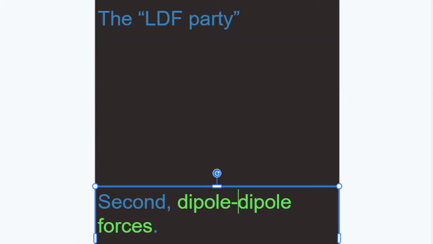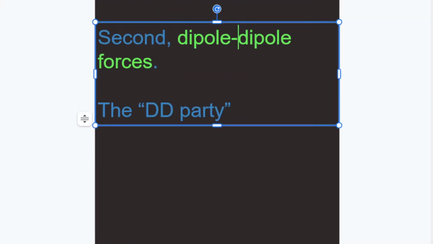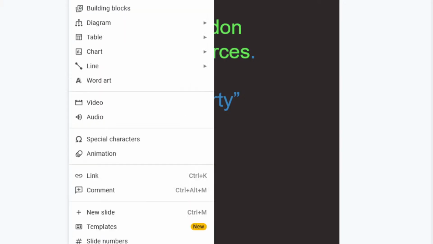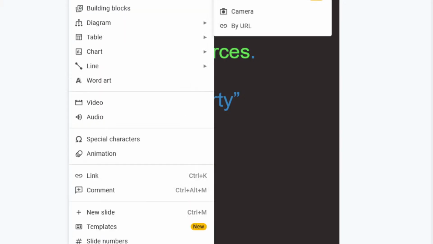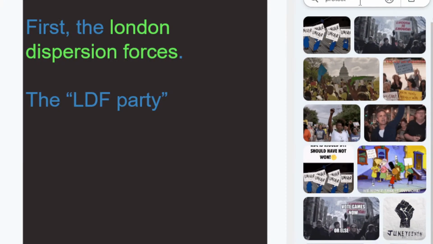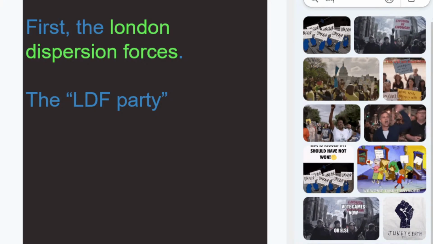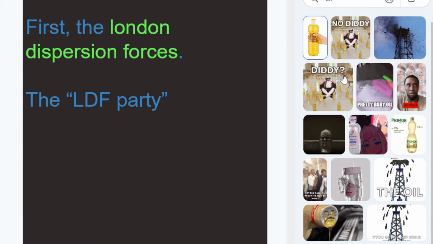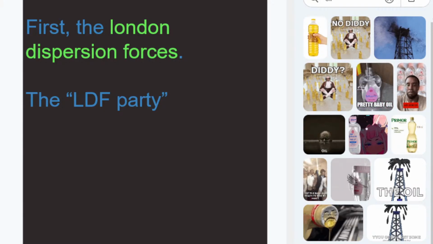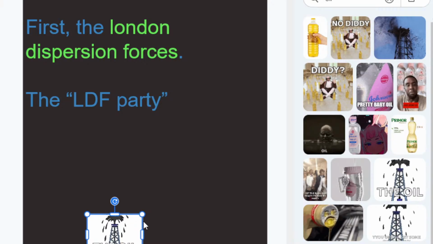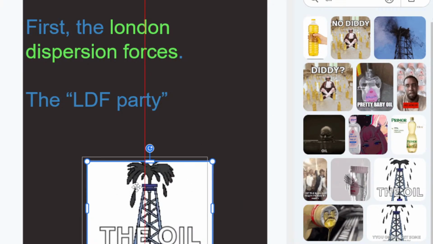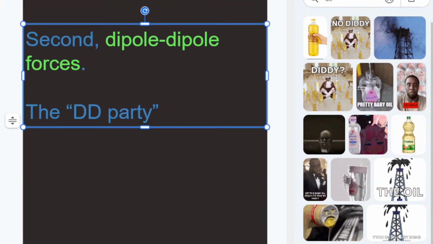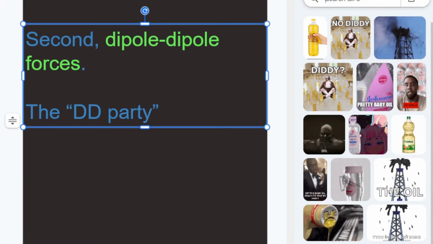Great, this one, great. Okay, let's put in a quick cute image. So, image stock. Okay, good example of dipole.